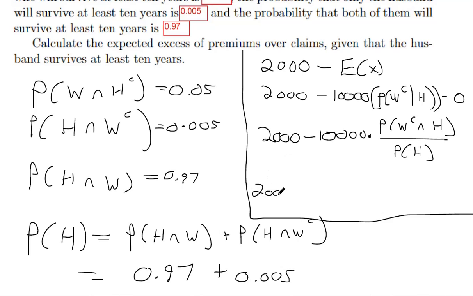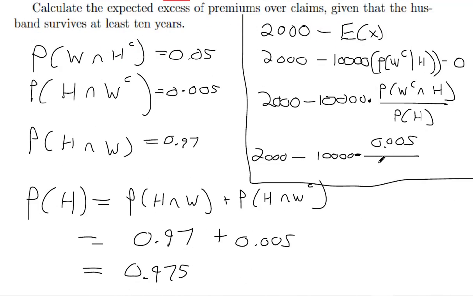We have $2,000. That's the premiums, how much the insurance company collects on these people. The death benefit is $10,000, but that's not a certainty. Because it's an expected value, we have to multiply it by the probability that we pay out that $10,000 benefit. That probability is given that the husband has survived, so we need this conditional probability formula. The wife dies and the husband survives is 0.005. The probability that the husband survives, which we just calculated, is 0.975.